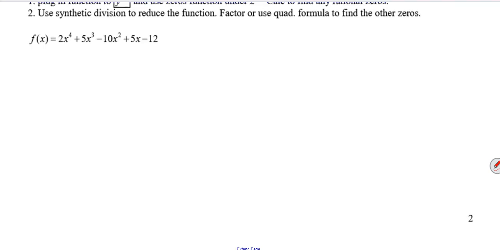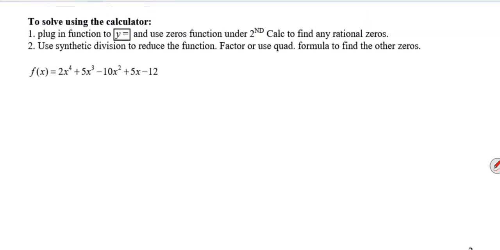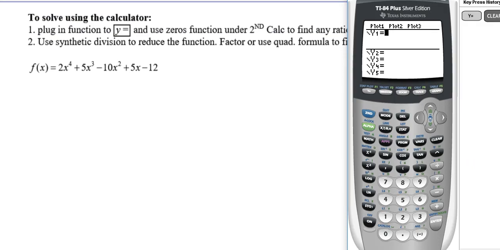So hold on 1 second while I bring up the calculator. Okay, so I have my calculator here, and I don't have anything to synthetically divide by. I could do my possible rational roots, define what they possibly are, but with all the factors of 12 and all the factors of 2, there's a lot of possibilities out there.